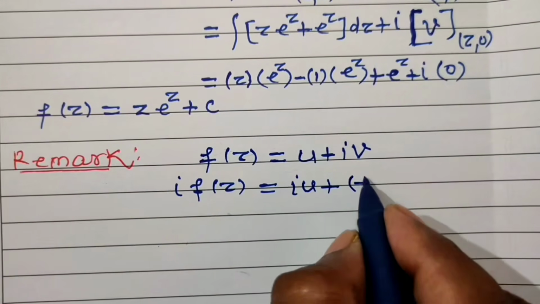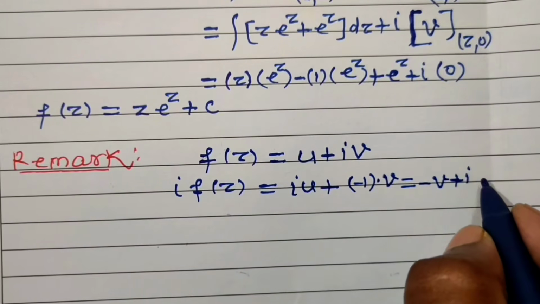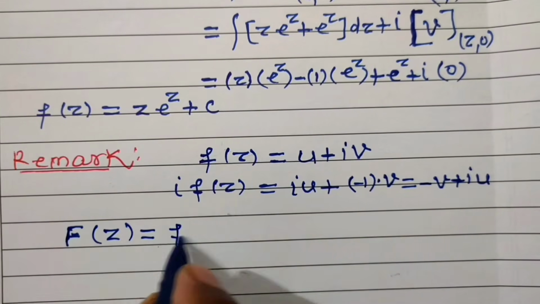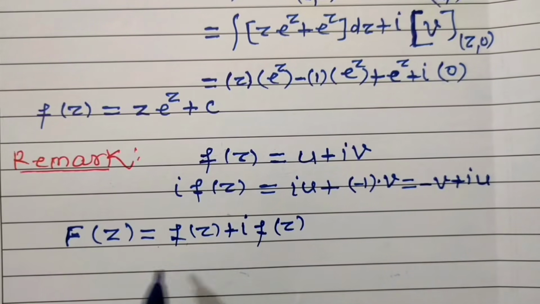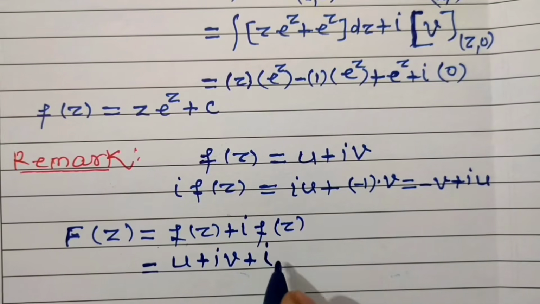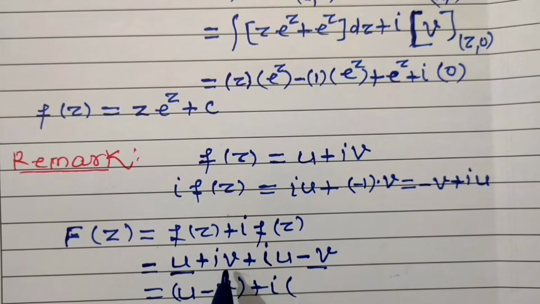i squared is minus 1, into v, so this is equal to minus v plus iu. Then let us assume capital F of z is equal to f of z plus i into f of z. So this is equal to u plus iv plus i into minus v plus iu. Then collecting real parts, u and minus v, in one bracket plus i into the second bracket, taking i common from these two terms, u plus v.